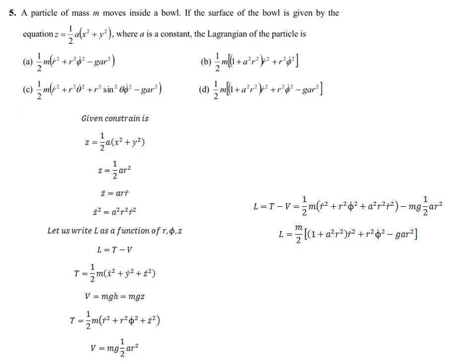So substituting for z = 1/2 a r^2, we get potential V = mg into half into a into r^2. So the Lagrangian is equal to m/2 [(1 + a^2 r^2) r dot^2 + r^2 phi dot^2] minus m g a r^2 / 2.